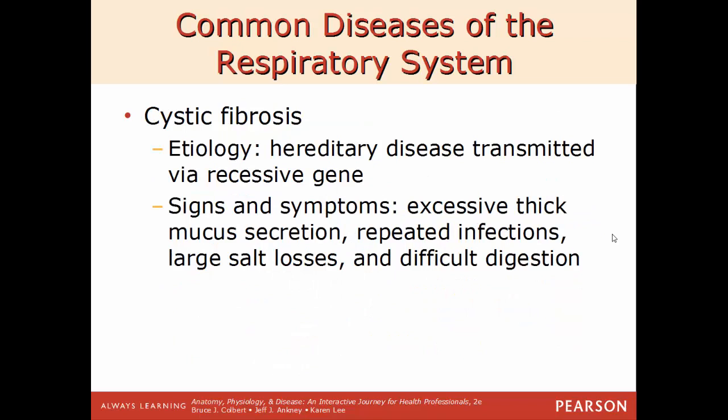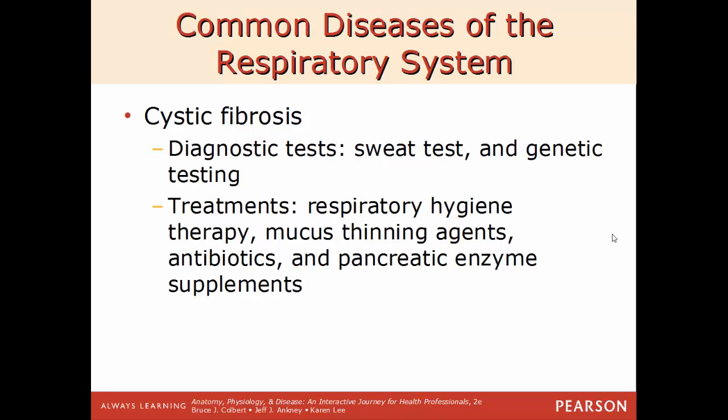Okay, next one, CF, cystic fibrosis. Etiology: this is a hereditary disease that's transmitted through a recessive gene. Signs and symptoms: excessive thick mucus secretion, repeated infections, large salt losses, and also difficult digestion. Some diagnostic tests: a sweat test and also genetic testing.